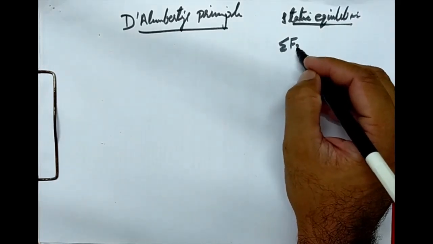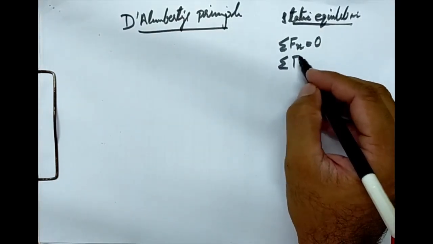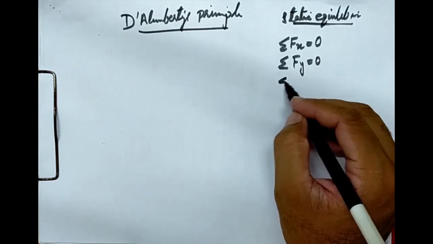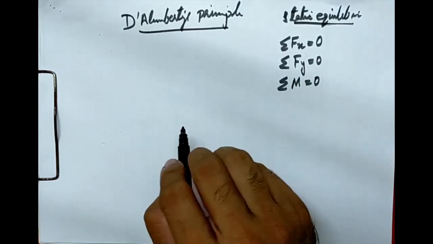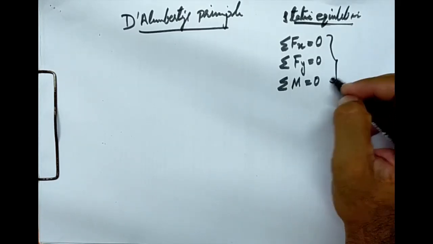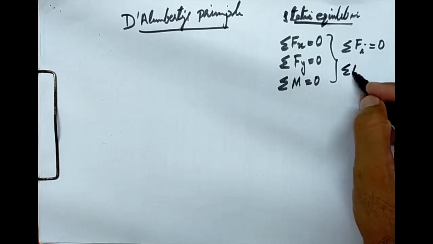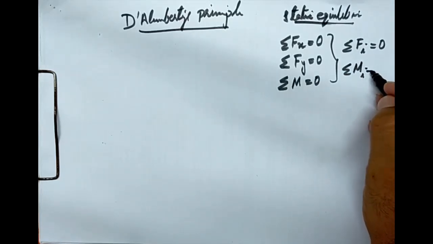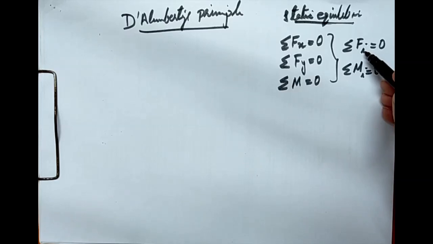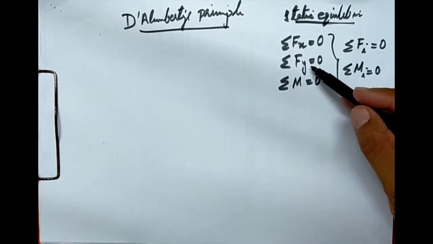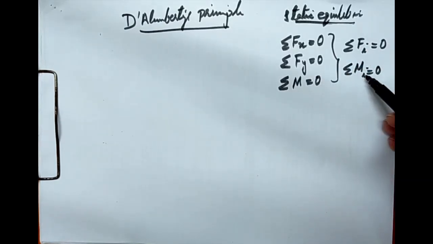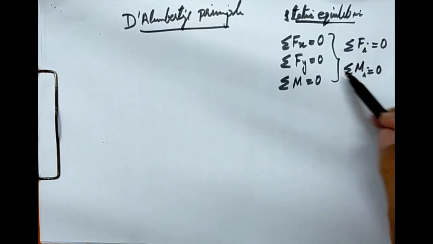should satisfy the condition sigma Fx equal to 0, sigma Fy equal to 0, similarly sigma M equal to 0, or this can be generally written as sigma Fi equal to 0 and sigma Mi equal to 0, where i represents any arbitrary direction. It can be x, it can be y, or it can be z. Similarly, here i represents any point A, point B, point C. If it is static equilibrium, moment with respect to any point is 0. That is the condition of static equilibrium.